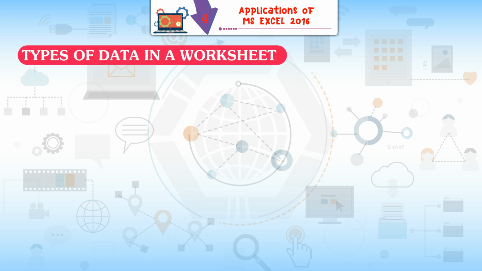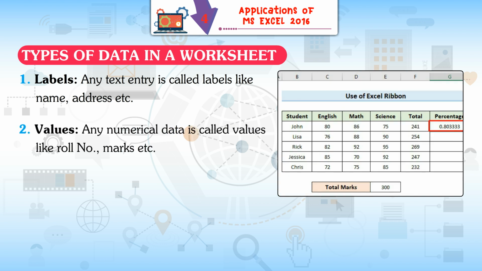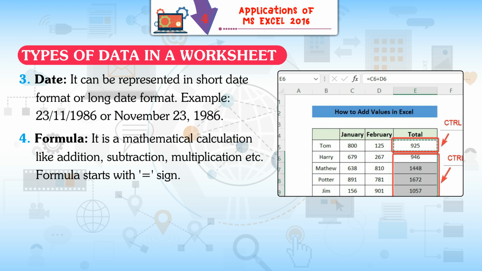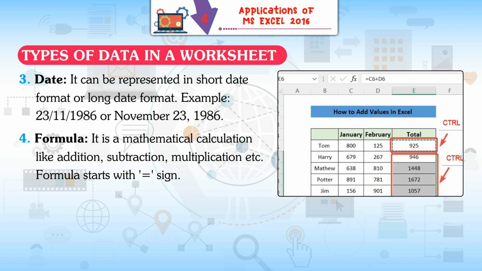Types of data in a worksheet. 1. Labels. Any text entry is called labels, like name, address, etc. 2. Values. Any numerical data is called values, like roll number, marks, etc. 3. Date. It can be represented in short date format or long date format. Example: 23/11/1986 or November 23, 1986.